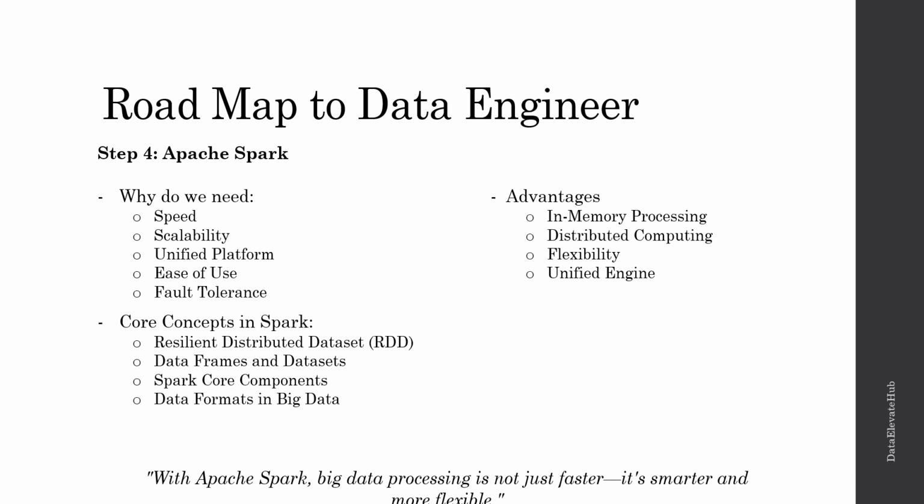Advantages of Apache Spark. So it's in-memory processing. It speeds up data processing by keeping the data in memory rather than reading or writing to disk. And distributed computing scales out to handle large data sets efficiently. And flexibility. It supports a wide range of languages: Python, Scala, Java, and R. And a unified engine handles all types of workloads like batch processing, streaming, and beyond.